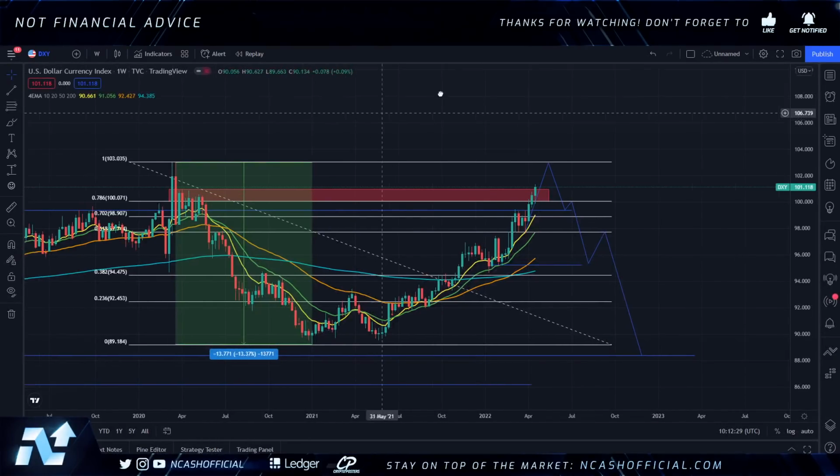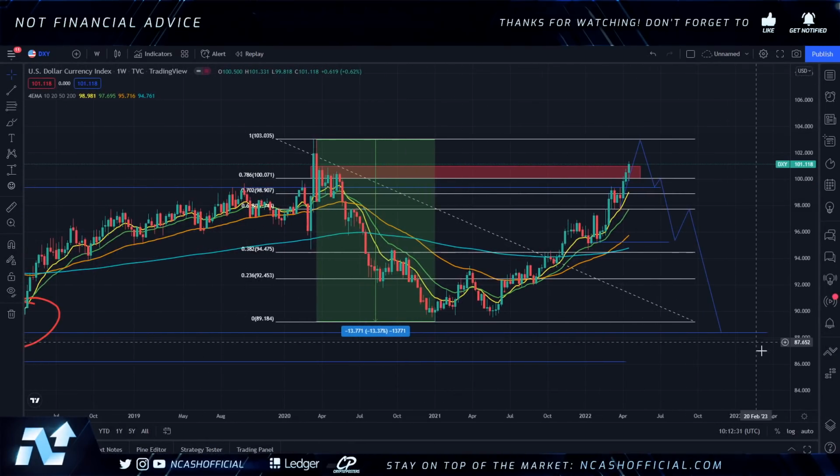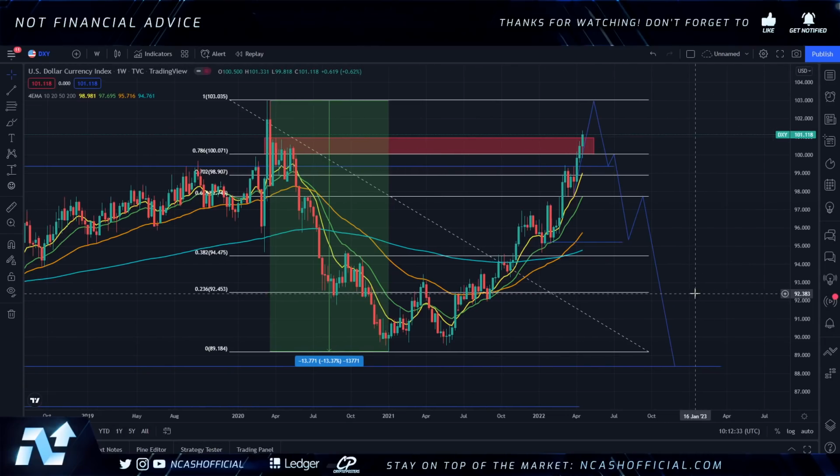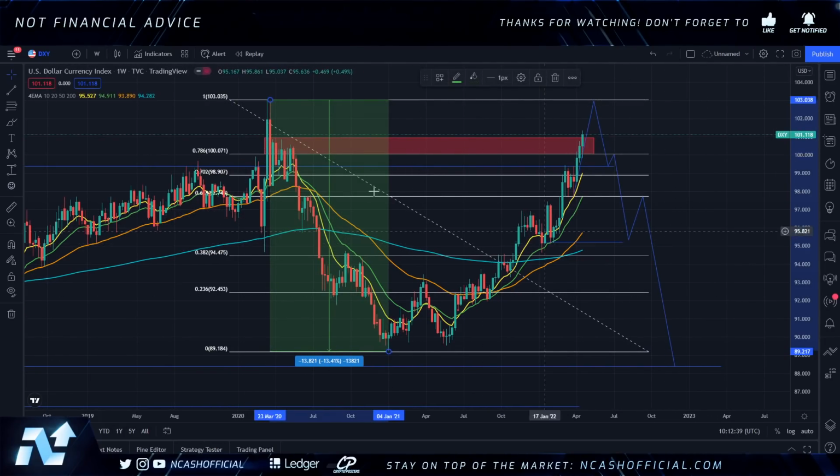Now, I do also want to show you guys the dollar. So here's the dollar during its 13.37% decrease in price. Actually it's a little bit more, it's like 13.41, from the week of March 23rd, by the way. This is the weekly candles. From March 23rd all the way down to the weekly candle of January 4th. Now, during this time, the dollar dropped 13.41%.